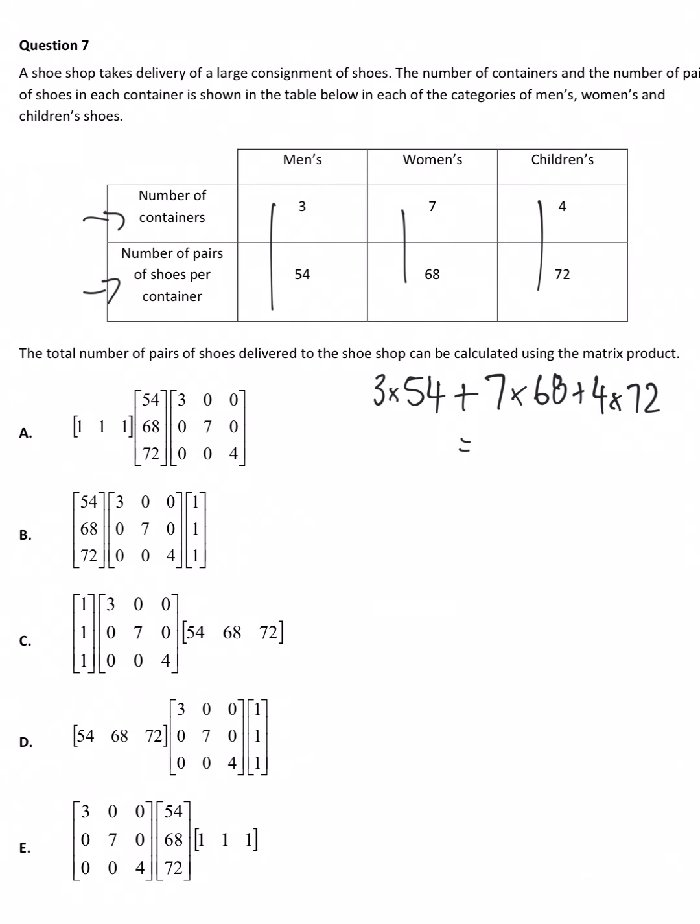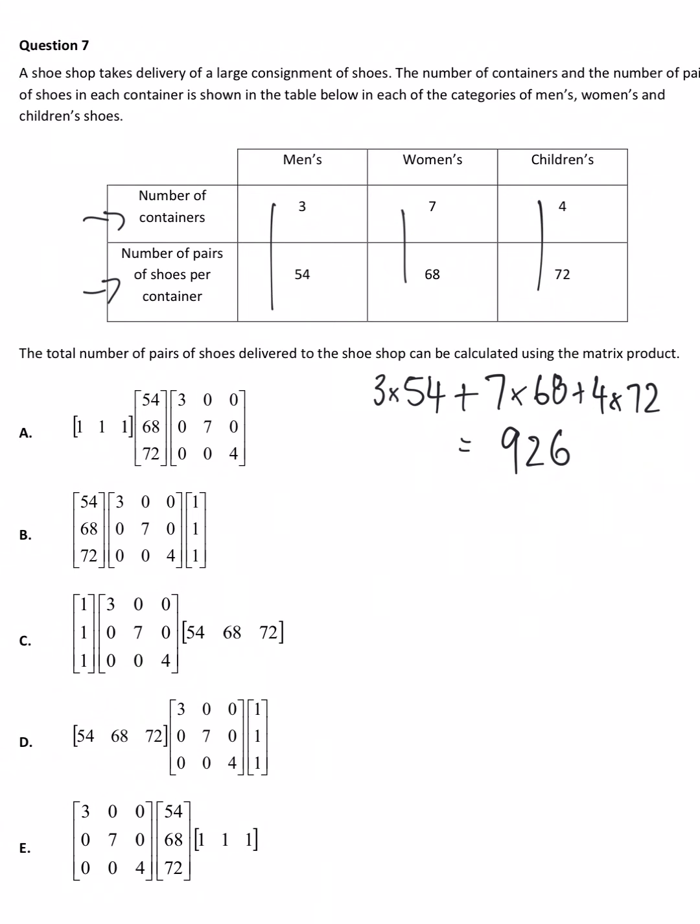So we're not really working out the answer, but this will help us work out which of these, A, B, C, D, or E, will give us the right answer. So I'm just going to quickly do that. 3 times 54, and the total number of shoes I get is 926.